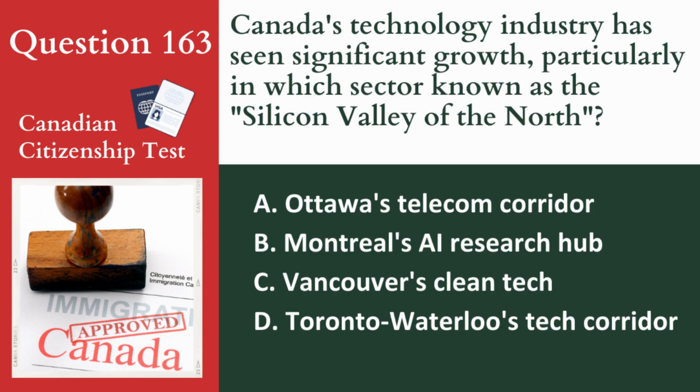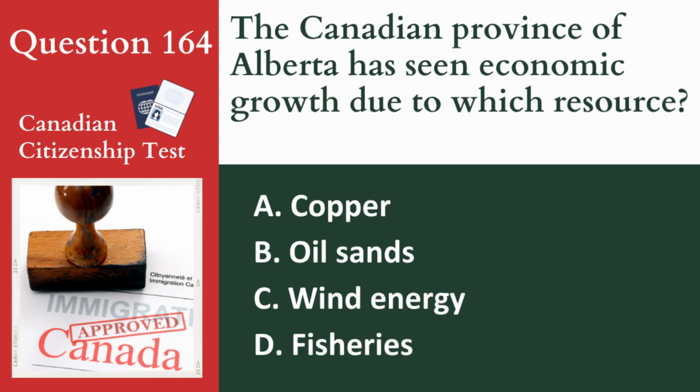Question 163. Canada's technology industry has seen significant growth, particularly in which sector known as the Silicon Valley of the North? A. Ottawa's Telecom Corridor. B. Montreal's AI Research Hub. C. Vancouver's Clean Tech. D. Toronto Waterloo's Tech Corridor. Answer D. Toronto Waterloo's Tech Corridor. The Toronto-Waterloo region is often referred to as the Silicon Valley of the North due to its dense concentration of tech companies and startups. Question 164.